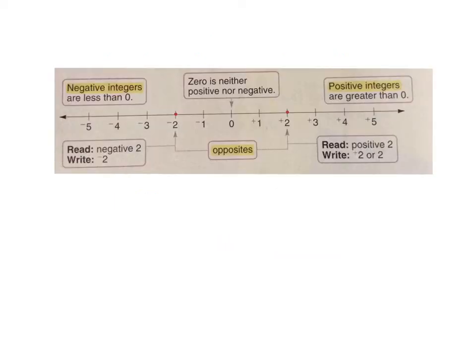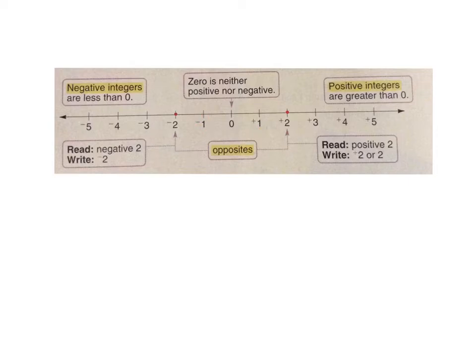Let's take a look at this number line so that way we can see the relationship between the integers. Here in the middle, we have 0. 0 is neither positive nor negative. Each number on the number line also has an opposite. So they've used positive 2 and negative 2 as an example. Those are opposite numbers. Another set of opposite numbers would be positive 1 and negative 1.